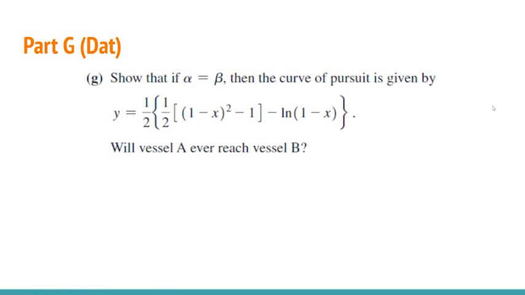Great. So now that we're on our last part of the question, part G says, show that if alpha equals beta, then the curve of pursuit is given by y equals 1 over 2 times [1/2 ((1 minus x) squared minus 1) minus ln(1 minus x)]. And it also asks us, will vessel A ever reach vessel B?